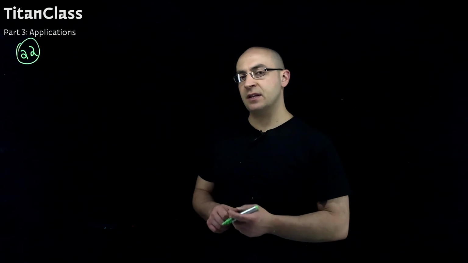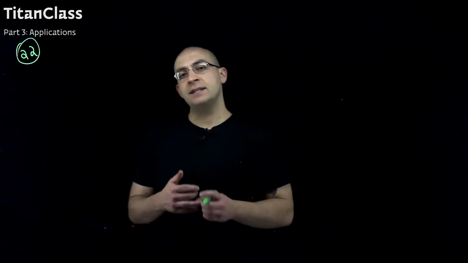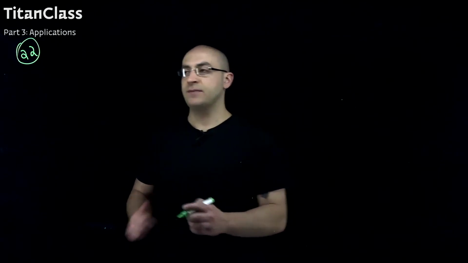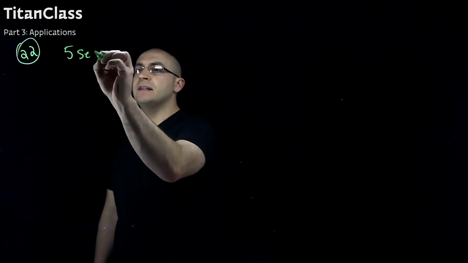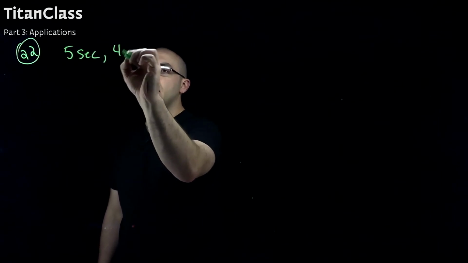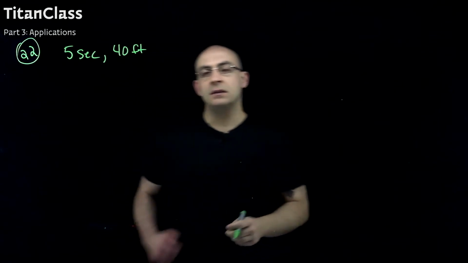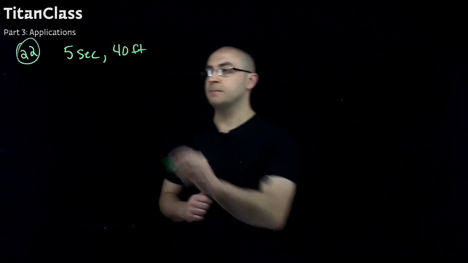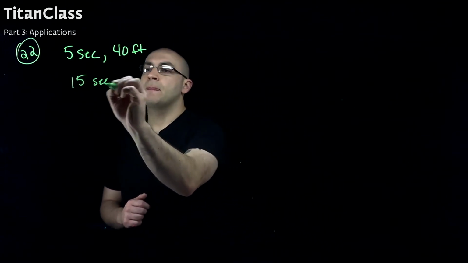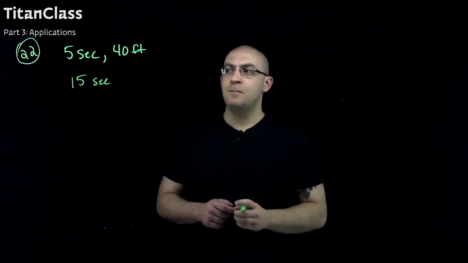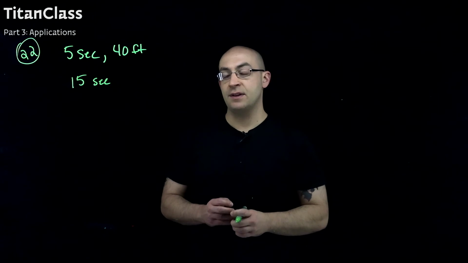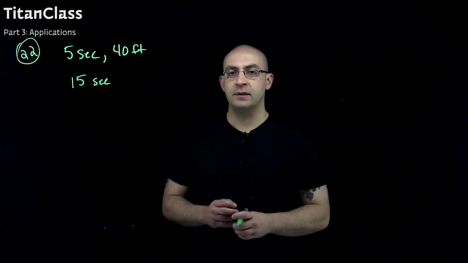So let's go ahead and say that we're on a Ferris wheel. Now, let's say that that Ferris wheel takes 5 seconds to reach a maximum height of 40 feet. So at 5 seconds, we reach a maximum height of 40 feet. Now, let's say that it takes 15 seconds for 1 revolution. Now, we only need one more piece of information, and let's go ahead and say that the diameter of that Ferris wheel is 18 feet.